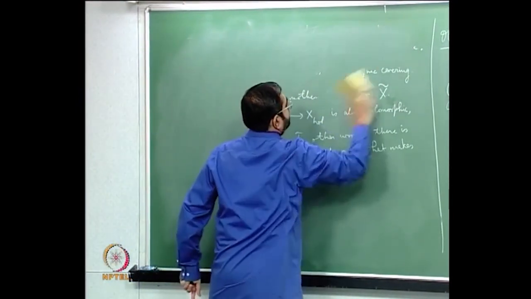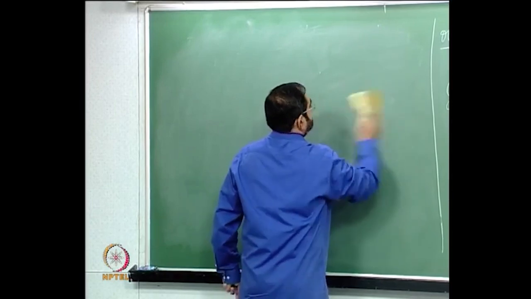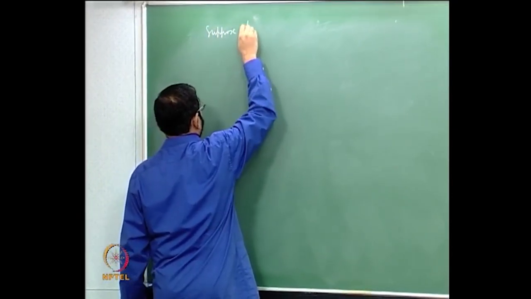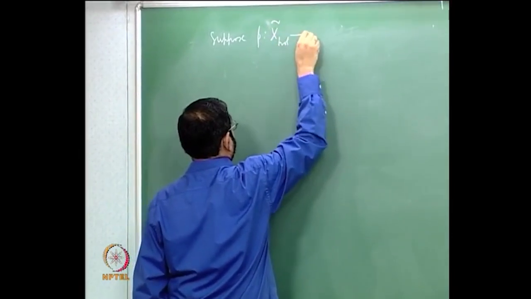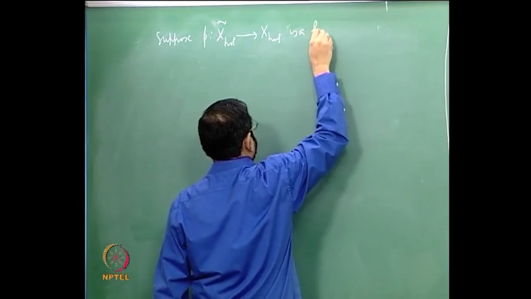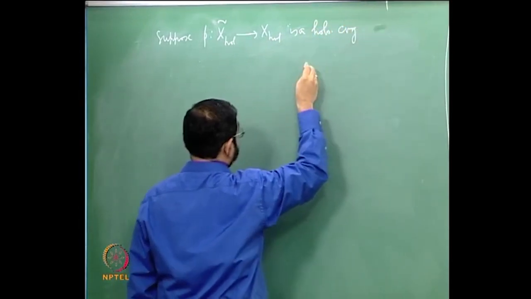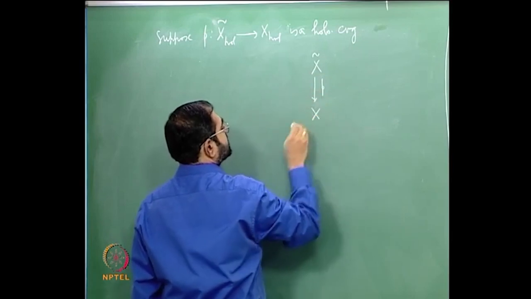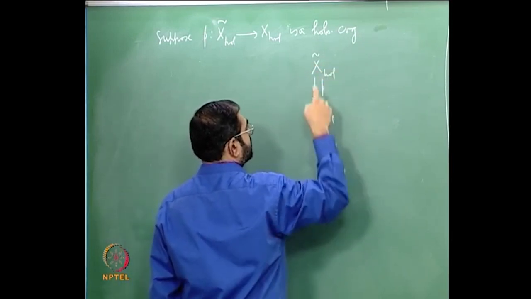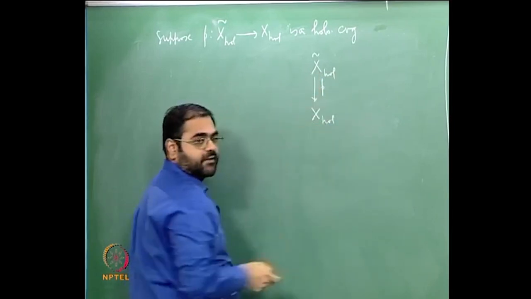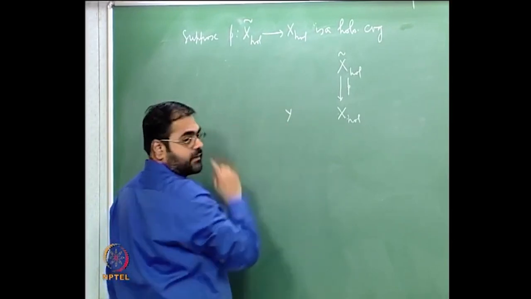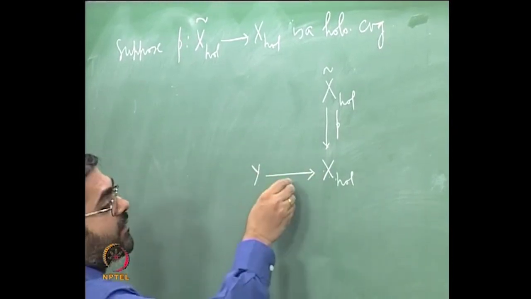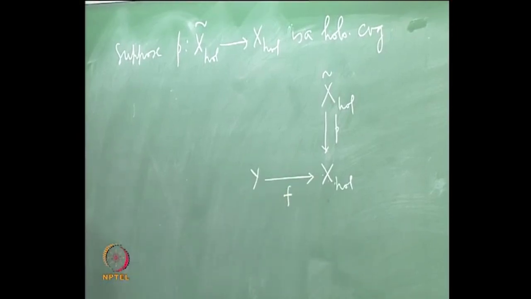Suppose I start with a covering map which is a holomorphic covering. So suppose p from X tilde (holomorphic) to X (holomorphic) is a holomorphic covering. So the situation is like this: I have X tilde, I have p, I have X. This is holomorphic, this is also holomorphic, that means these are Riemann surfaces, and of course p is a covering projection. Now if Y is another Riemann surface, and suppose from Y to X I have a map f which is a holomorphic map.